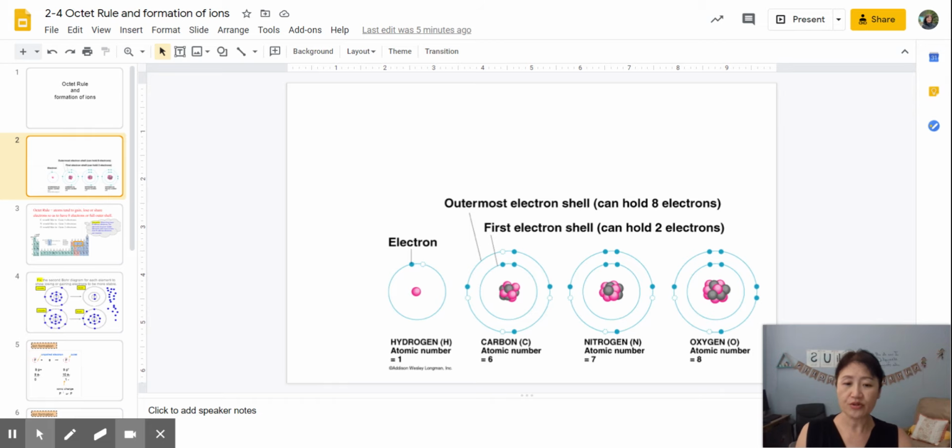This picture shows the Bohr diagram of hydrogen, carbon, nitrogen, and oxygen. Notice that each element has an empty room. For example, carbon has 4 valence electrons, and there are 4 empty rooms. Nitrogen has 3 empty rooms for the electron. Oxygen has 2 empty rooms for the electron.